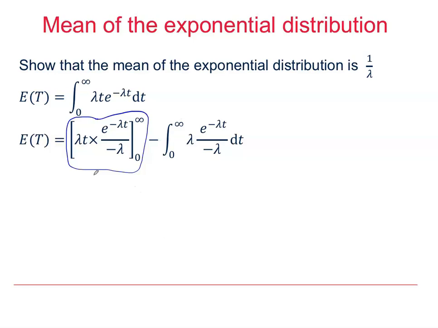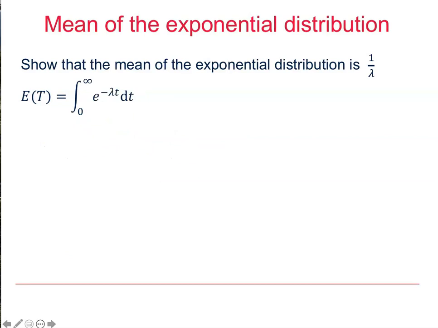What you should have found is that this first bracket simplifies to 0. When t tends to infinity, then this term here, e to the minus lambda t, will tend to 0. And when t is 0, then lambda t will be 0. So this whole thing actually becomes 0. And the integral simplifies as follows. Please pause to do the integration.